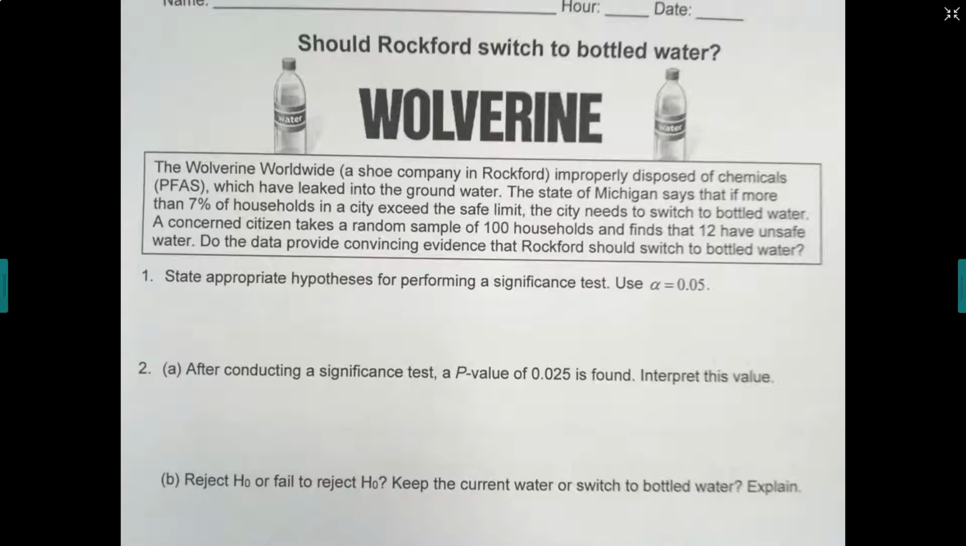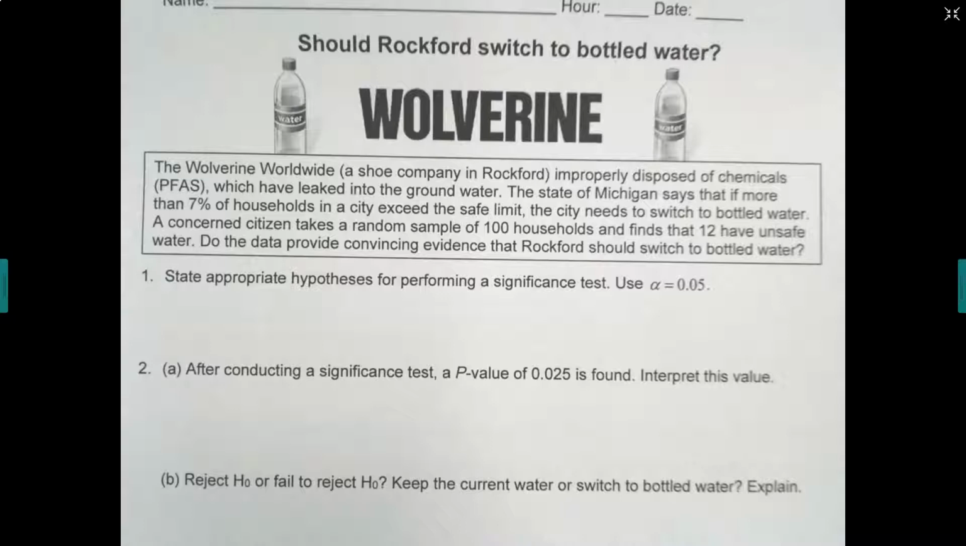Wolverine Worldwide, which is a shoe company in Rockford, Michigan, improperly disposed of chemicals which have leaked into the groundwater. The state of Michigan says that if more than 7% of households in a city exceed the safe limit, the city needs to switch to bottled water. A concerned citizen took a random sample of 100 households, and he finds that 12 have unsafe drinking water. Do you think the data provide convincing evidence that Rockford should switch to bottled water?